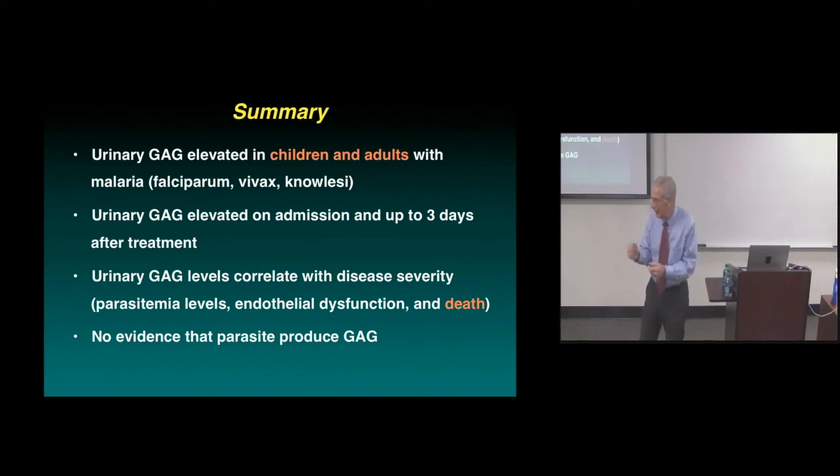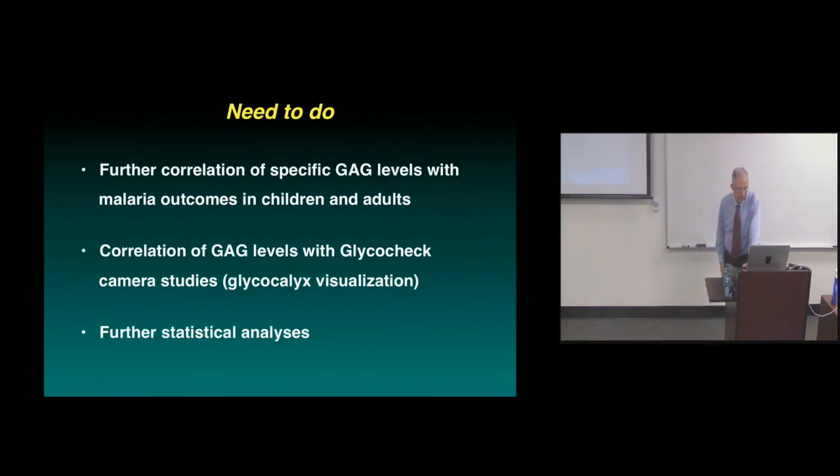So one possibility was all the stuff we're measuring might just be coming from the parasite and not the endothelial cell. But we have no evidence that these parasites will make these glycosaminoglycans that we're measuring. There's a lot more that we need to do. We're still analyzing the data. We're excited about this because it's never been done before in patients with malaria. It's never been done before in children.